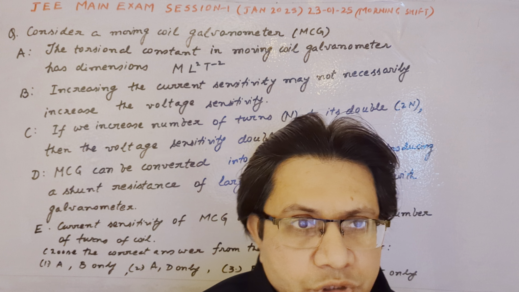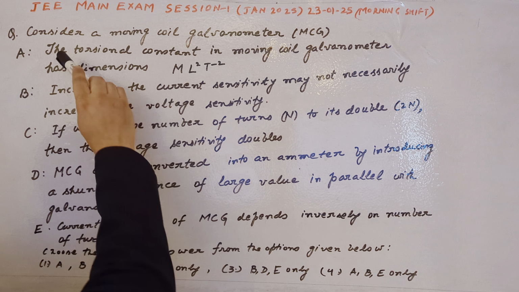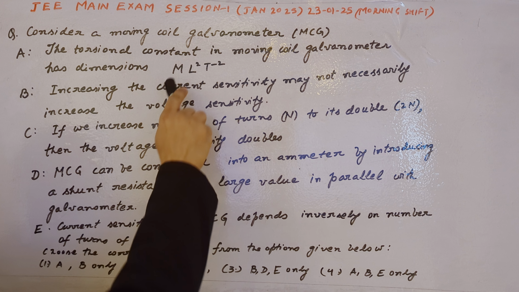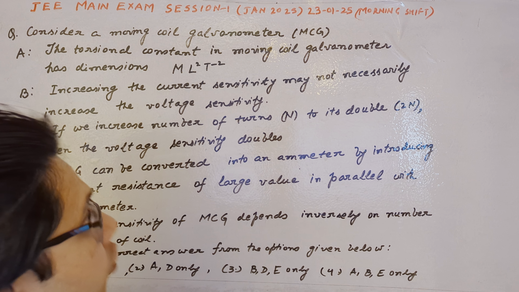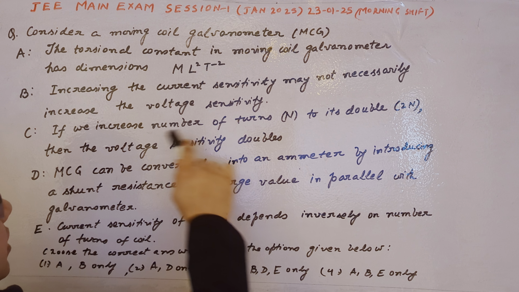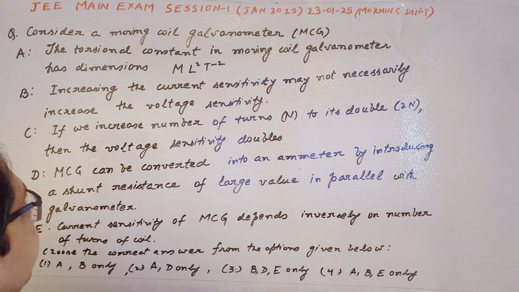Hello students, the question is, consider a moving coil galvanometer. Statement A, the torsional constant in moving coil galvanometer has dimensions ML²T⁻². Statement B, increasing the current sensitivity may not necessarily increase the voltage sensitivity.